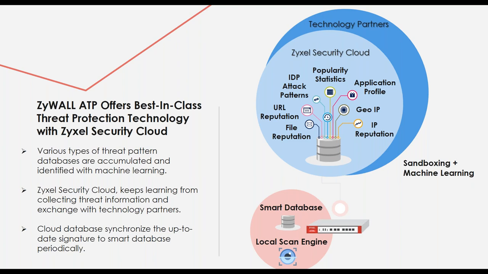So, you know, different file scannings or URL blocking patterns that come in. If you're experiencing intrusion detection attack patterns, they can be updated and fed back down to the smart database. Obviously, there's an element of the most popular attacks that you can see. Those graphs are built up and fed back down to the smart database. And obviously, you can block on application profiles. You can do geographical IP reputation. So, you know, if you wanted to block a particular country, China, Russia, whatever, you can do that.